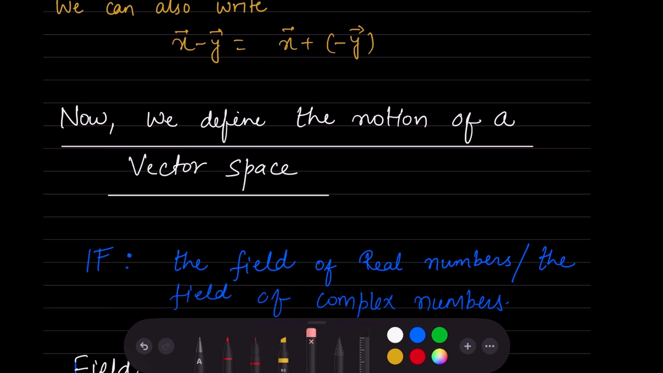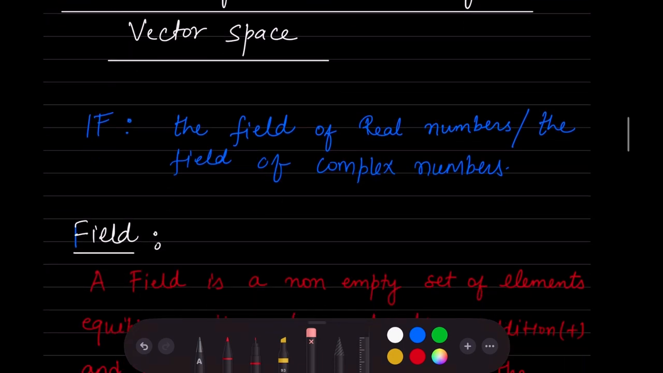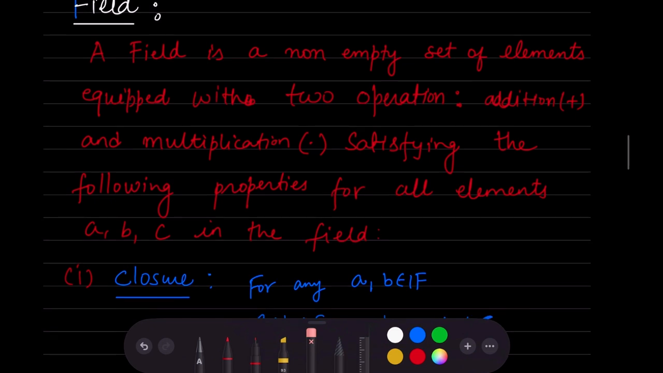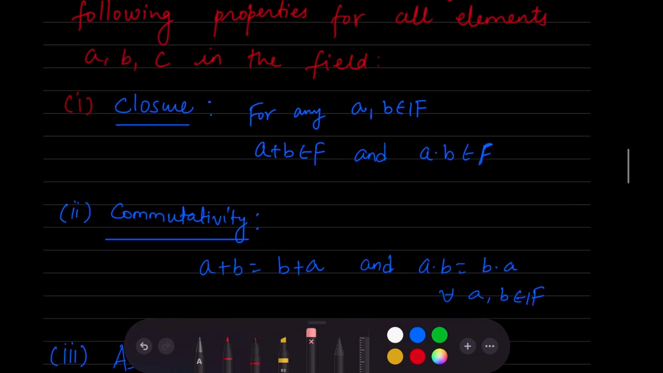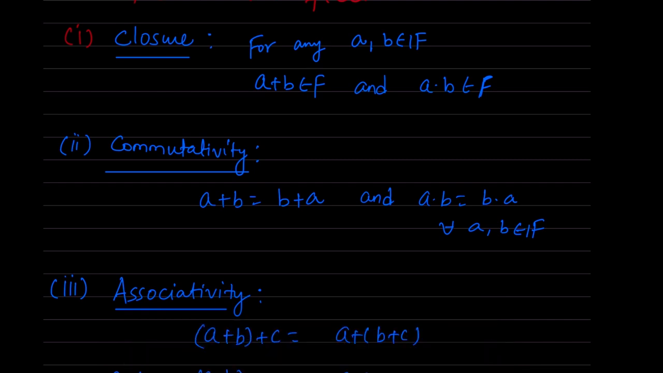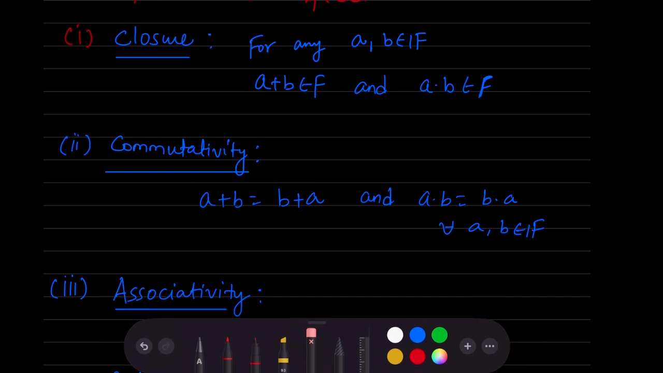So here we will see the definition. The field of real numbers, the field of complex numbers, we can say that. The definition of a field: a field is a non-empty set of elements equipped with two operations, addition and multiplication, satisfying the following properties. These are the following properties. First of all, we have a non-empty set, and this non-empty set has two operations.